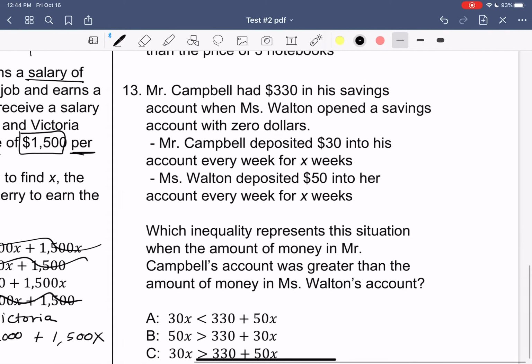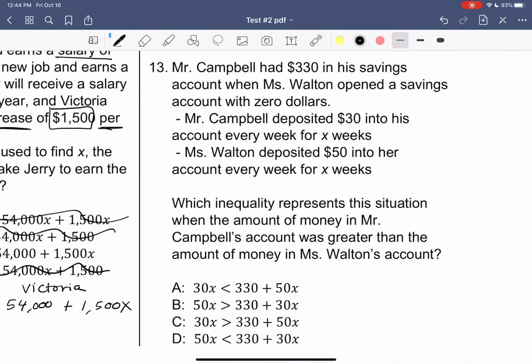All right, our last equation, stick with me. Mr. Campbell had $330 in his savings account when Miss Walton opened a savings account with $0. Mr. Campbell deposited $30 into his account every week for X weeks. Miss Walton deposited $50 into her account every week for X weeks. Which inequality represents this situation when the amount of money in Mr. Campbell's account was greater than the amount of money in Miss Walton's account?